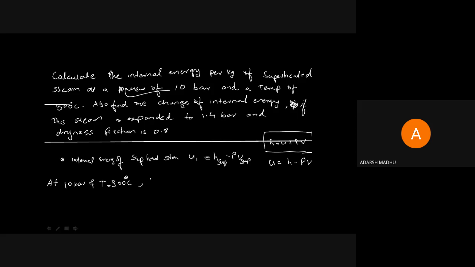Temperature is given at the right top: 50, 100, 150, 200, 250 and 300. Go down, and when we reach the point where the pressure is 10 bar and temperature is 300, we get a point of H here. That is H superheat. H superheat can be found by using that value.